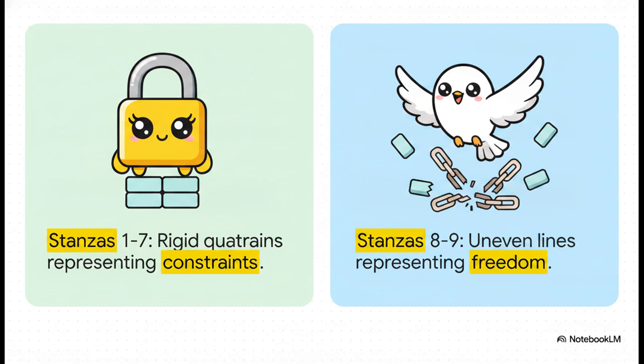Visually, those first 7 stanzas are tight, structured, 4-line quatrains. They follow a very strict rhythm, which perfectly reflects the rigid societal rules and constraints placed upon her. But look at what happens at the end. In the final 2 stanzas, she completely shatters that structure. She switches to uneven lines, repeating, "I rise." She is literally breaking free from the physical constraints of the page, which mirrors the breaking of historical chains. It's just such an incredible structural choice.